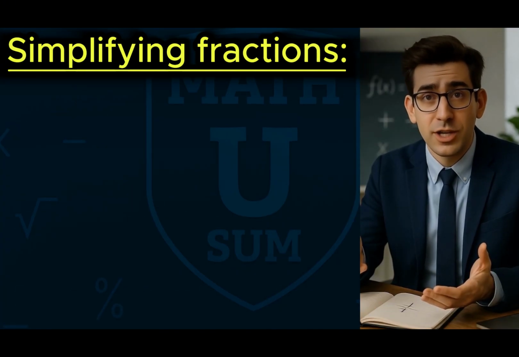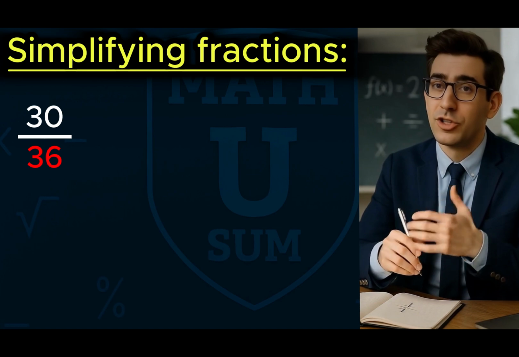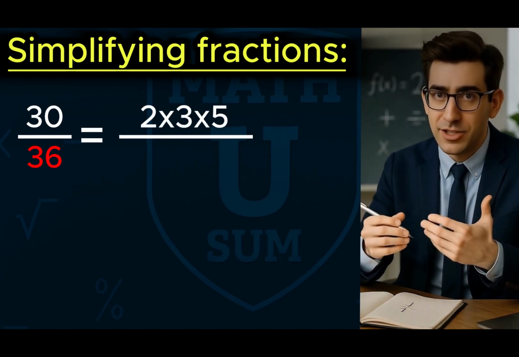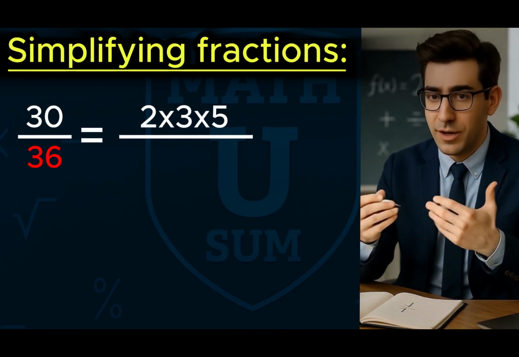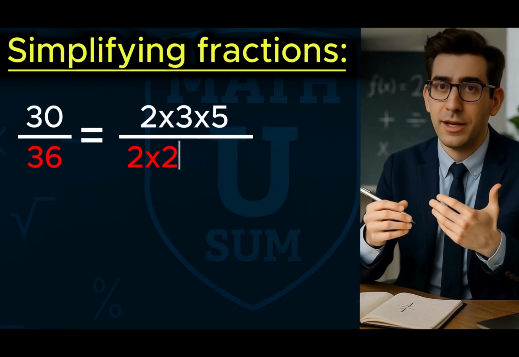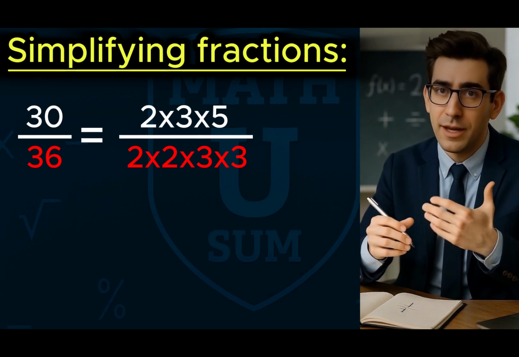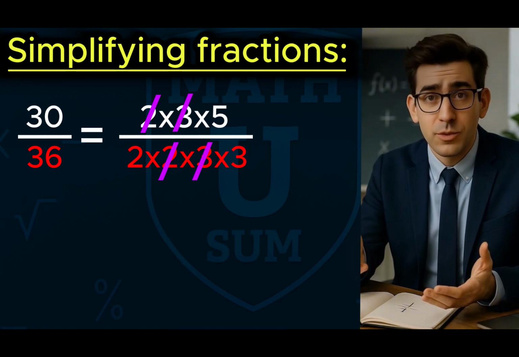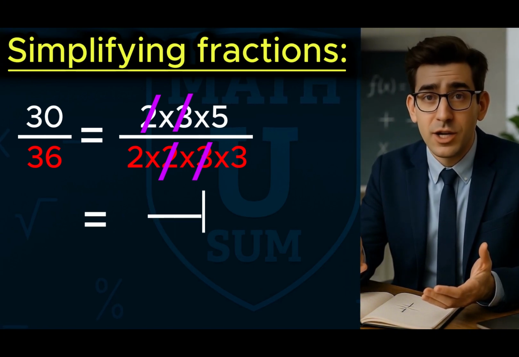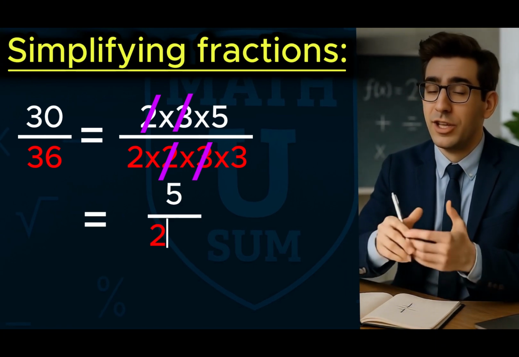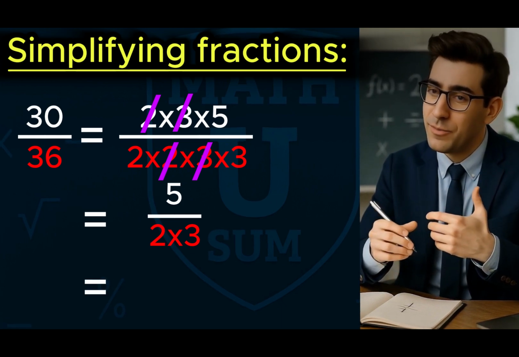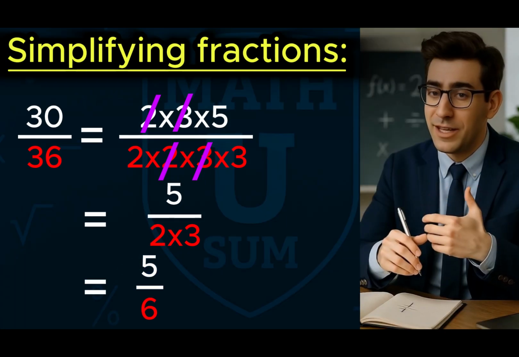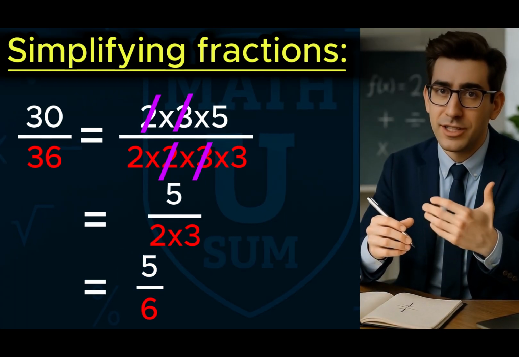Now let's try 30/36. First, we factor 30 into 2 times 3 times 5. Next, we factor 36 into 2 times 2 times 3 times 3. Now, cancel 1 pair of the 2s and 1 pair of the 3s. What's left? 5 on the top, 2 times 3, which equals 6, on the bottom. Final simplified answer, 5/6.